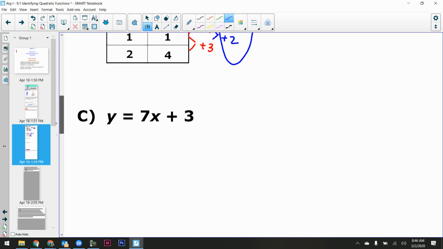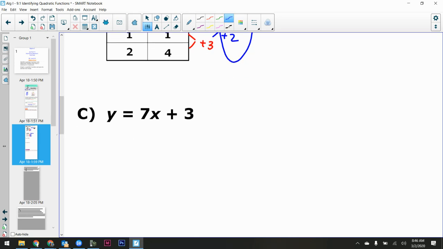Okay, given an equation, I mean, ladies and gentlemen, this can't get easier. How do you know if it's a quadratic or not? Guys, do you see an x squared? So what can we say about this? Not quadratic.